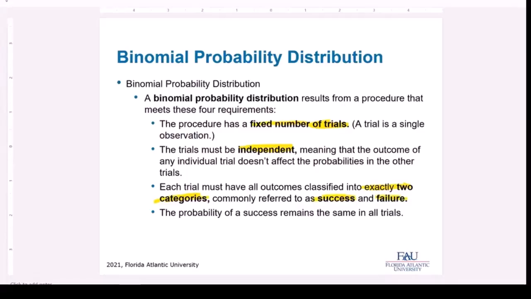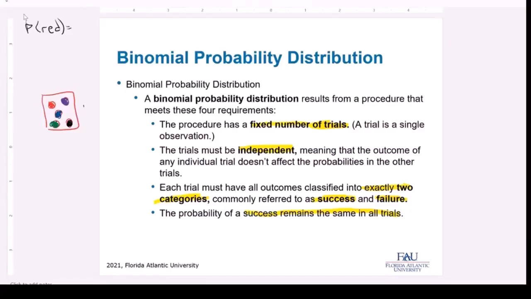The probability of a success remains the same in all trials. This is a sack, and there's 5 balls, 1 red, 1 purple, 1 blue, 1 green, and 1 black. Now, if I want to know the probability of picking a red ball, we know there's only 1 red ball out of 5 balls. It's 1/5, which is equal to 0.20 or 20%.